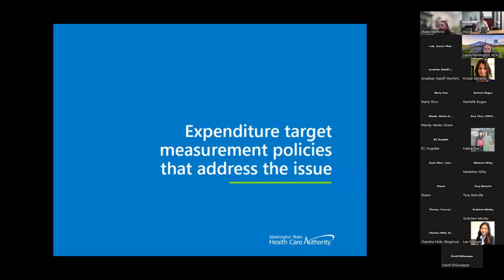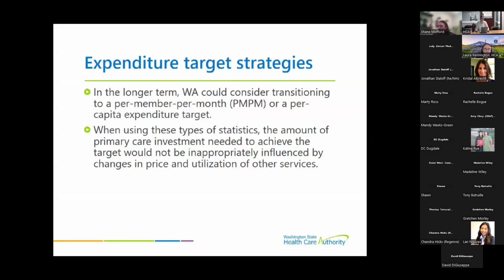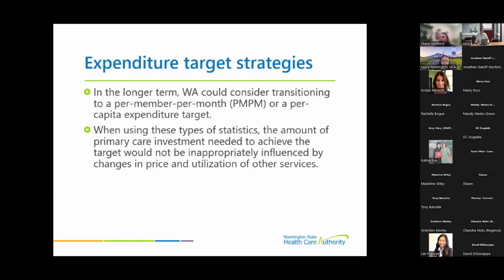All right, so we'll walk through this stepwise here. On the next slide, some of the options to mitigate the risk of having a target that is somewhat detached from any measurement of actual need for primary care. In the longer term, Washington could consider transitioning to a per member per month target or to a per capita expenditure target.